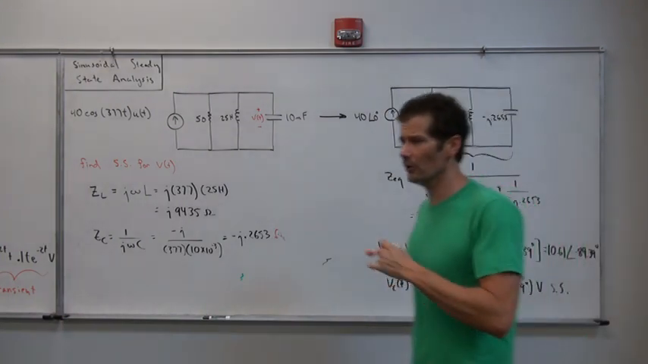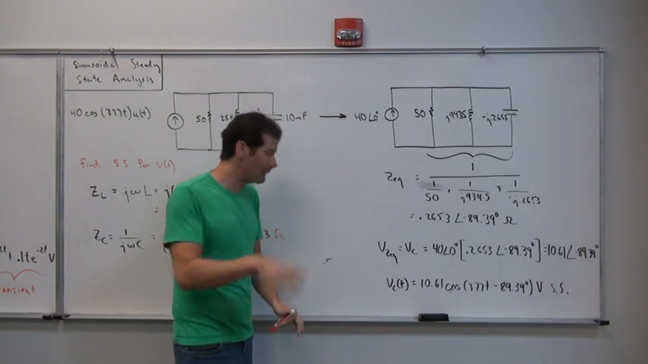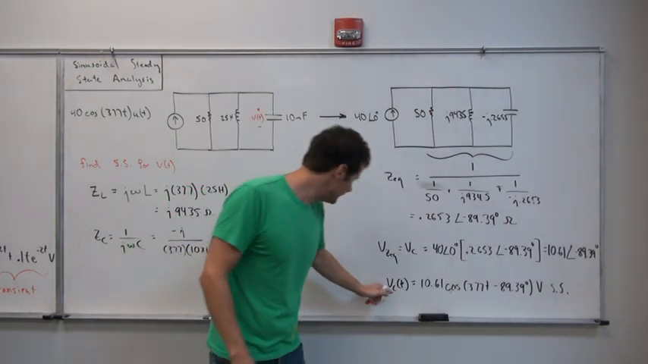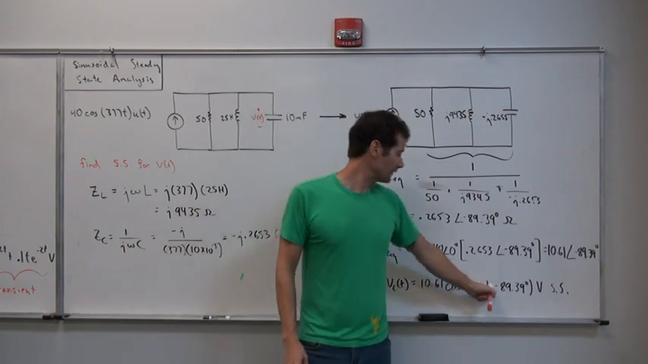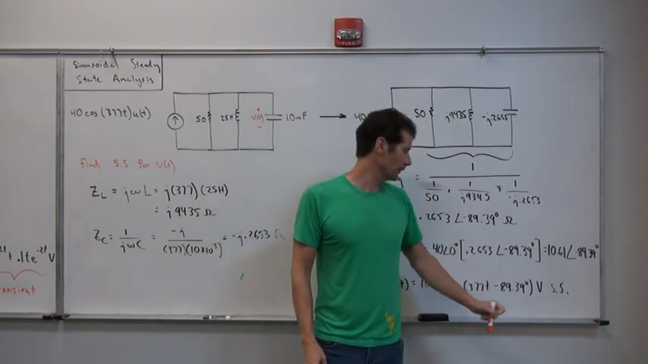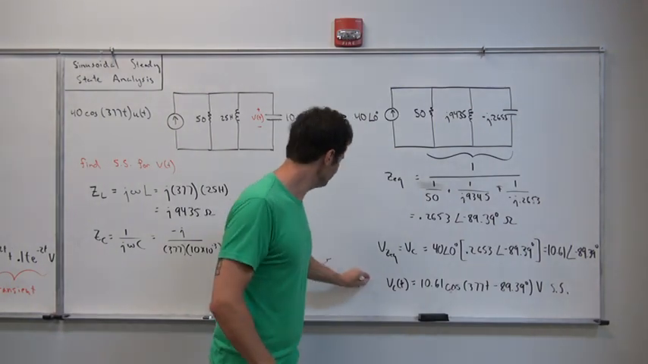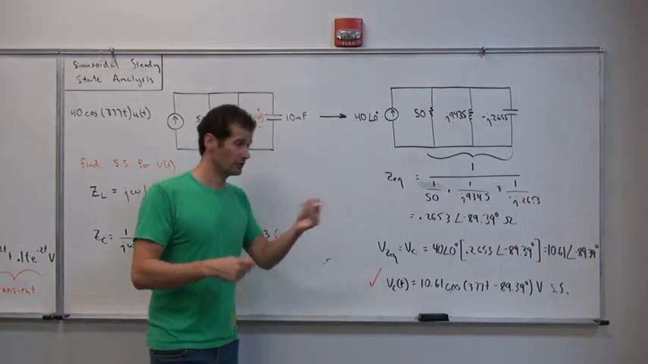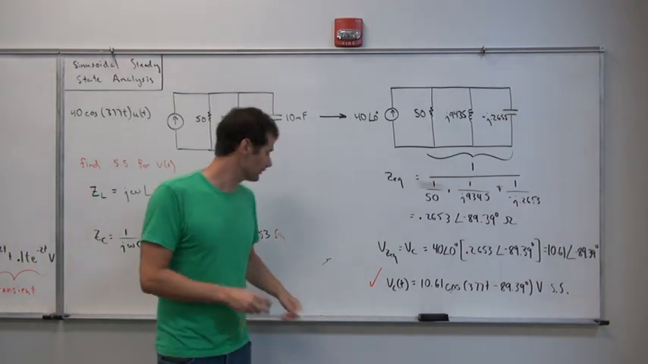Converting that back into the time domain, we get v_C of t equal to 10.61 cosine 377t minus 89.39 degrees volts. Good, it worked. It's close enough. Maybe slightly off, but pretty close.